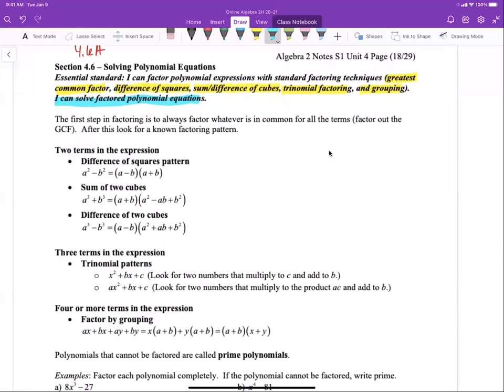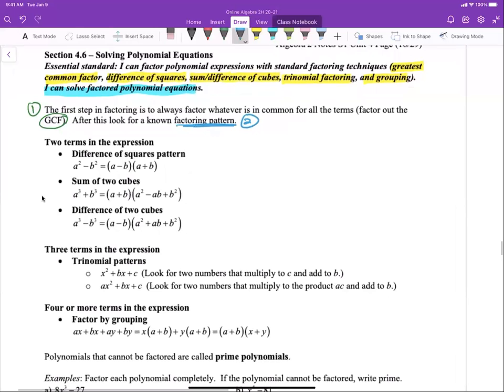So the first step, always find the greatest common factor. If you have an x in common or a 2 in common or a 3 in common, you need to make your life easier and pull it out. That is the first step. The second step is to look for a pattern. This is all about patterns.